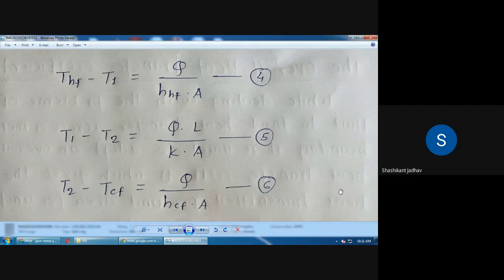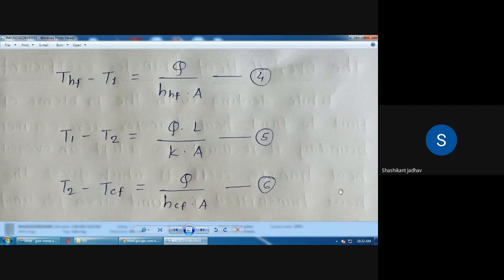Means we have to add the left hand side of each equation, and add the right hand side of each equation. Adding the left hand sides: THF minus T1 plus T1 minus T2 plus T2 minus TCF. Here minus T1 and plus T1 cancel, minus T2 and plus T2 cancel. What is the remaining term? THF minus TCF. So for the addition of left hand sides, we get THF minus TCF.